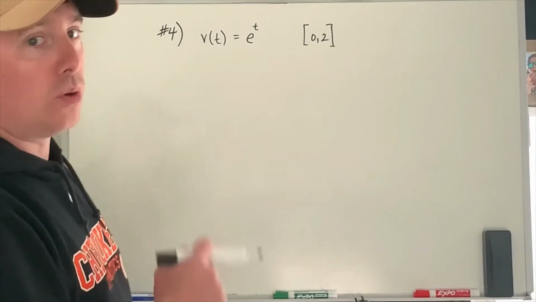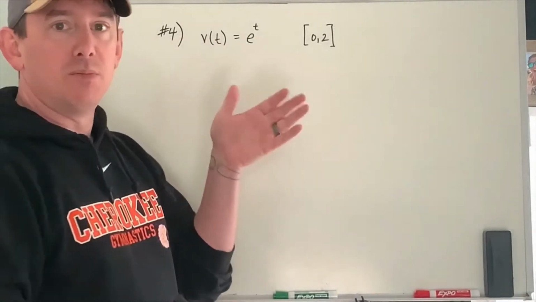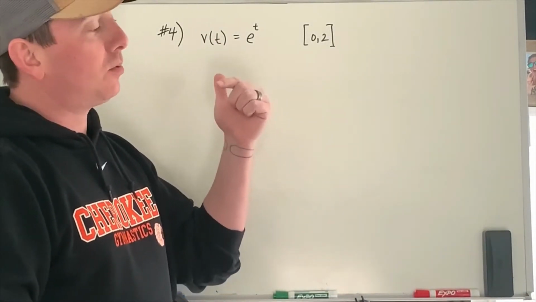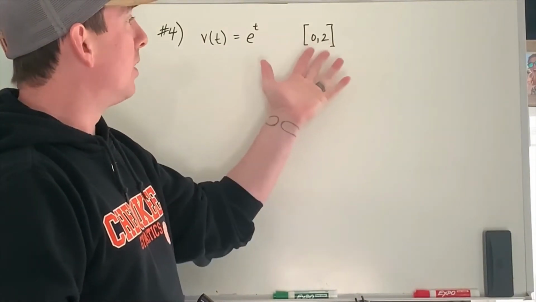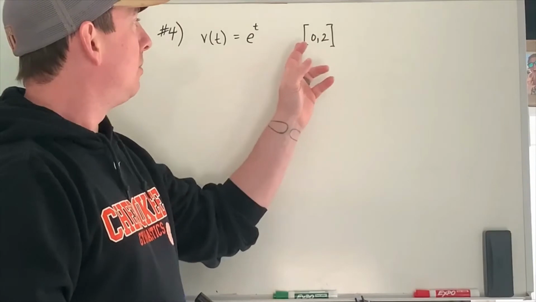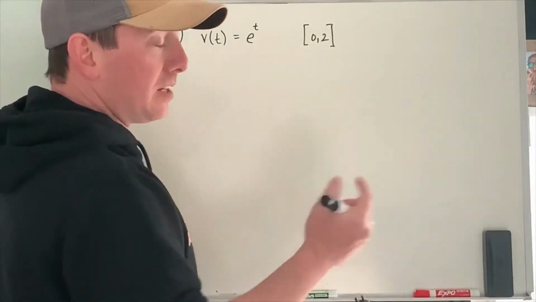Okay, number 4 is a whole lot like number 3. We have a velocity function. We're told that this thing is moving in a straight line. Of course, that doesn't mean it can't be moving back and forth. And we want to know how far it can travel between t equals 0 and t equals 2. So we're just asked for the distance traveled.